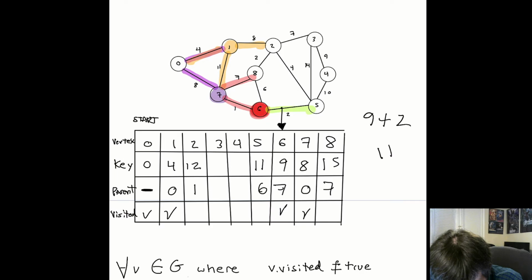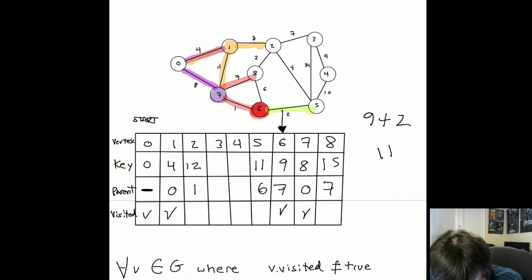Ooh, hold on. I'll move that. Let's put that at 5 so we know we're at 5. Okay. No, we're at 6. No, that was fine there. Okay.